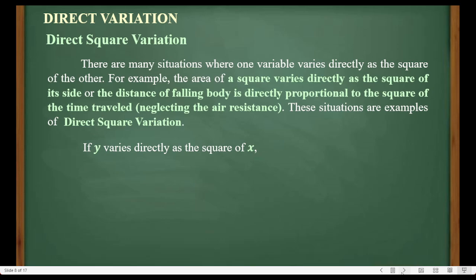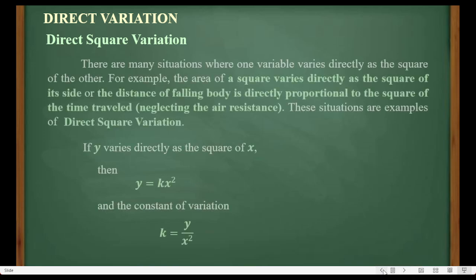Now, suppose y varies directly as the square of x. This statement is translated using k as y equals kx squared. And of course, k there is the constant of variation. Transforming this equation, solving for k, therefore k is equal to y over x squared.